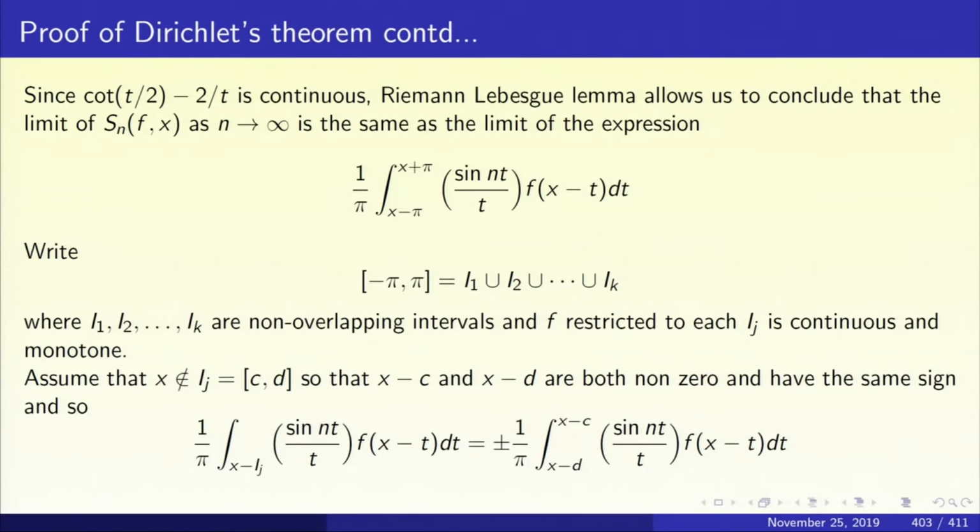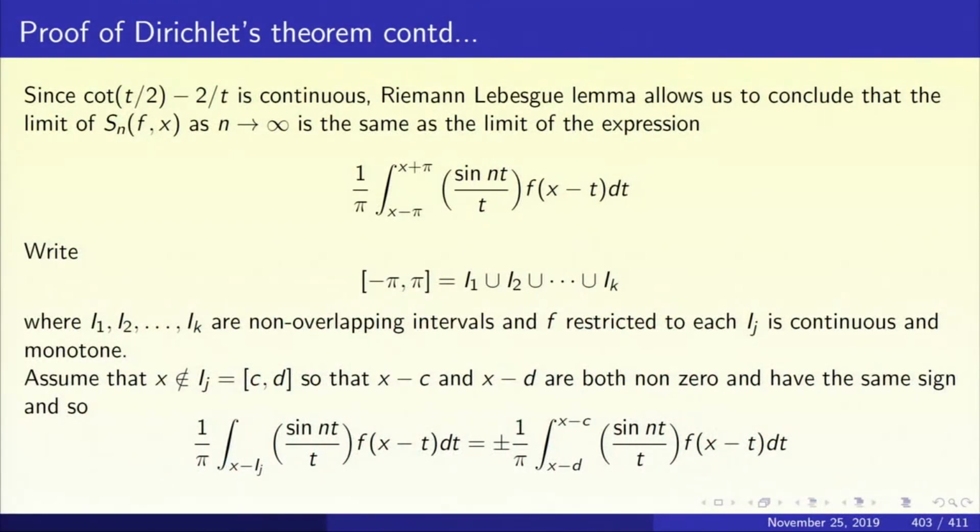I1 is, say, minus pi to t1, I2 will be t1 to t2, I3 will be t2 to t3. So they are closed intervals which are non-overlapping. Any two consecutive ones will have exactly one endpoint in common. So that interval minus pi to pi has been written as a union of finitely many non-overlapping intervals, and f restricted to each Ij is continuous and monotone.